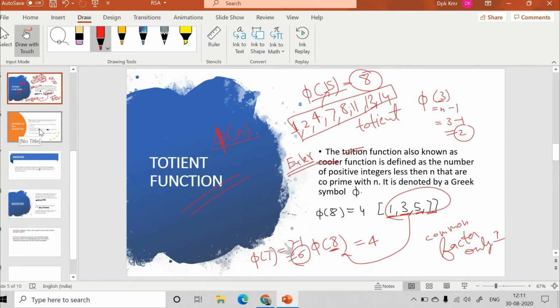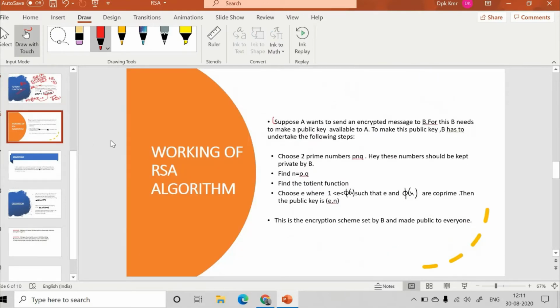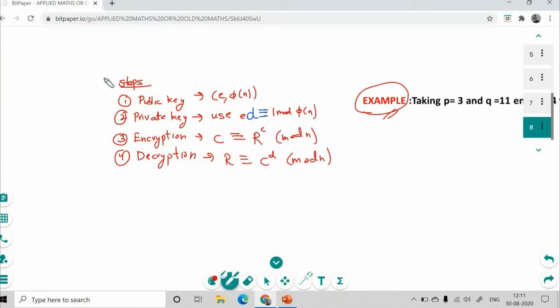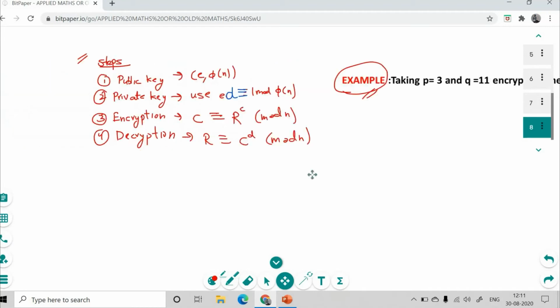Then coming to the next topic, working of RSA algorithm. We have already talked about the RSA algorithm in the previous video. In this video we will solve only the numericals. So let me take you to another place like here. So we will be talking about numericals here.